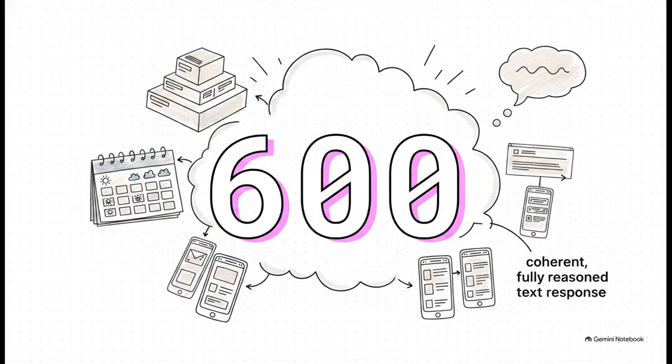But the true power here lies in the sheer scale of what you can actually do. 600. That is not a typo. You can pass up to 600 images in a single API call. And because Claude uses this massive 1 million token context window, that single request can analyze an entire product catalog all at once. It could process, say, a full month of daily inspection photos, or look at literally every single screenshot from a complex, multi-step user workflow. And honestly, the best part? It hands you back one coherent, fully reasoned text response about the whole thing.